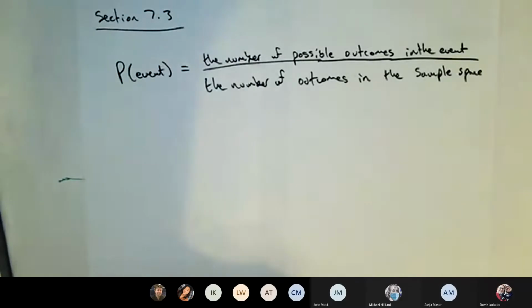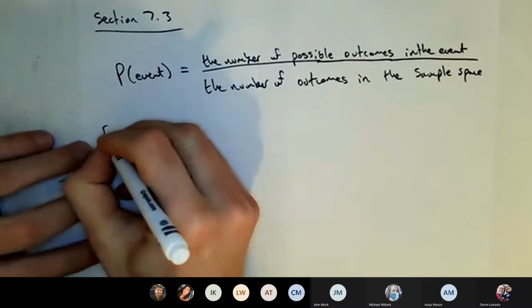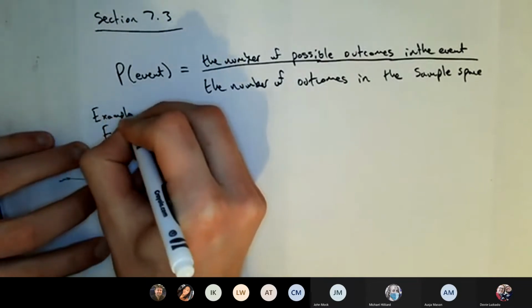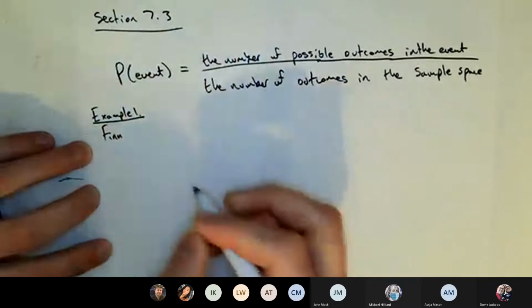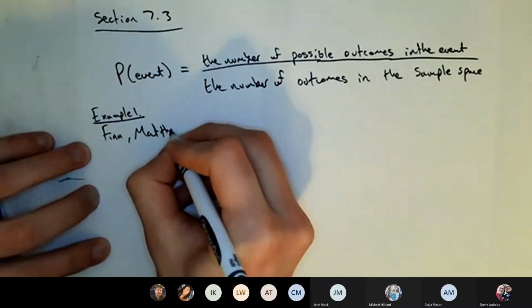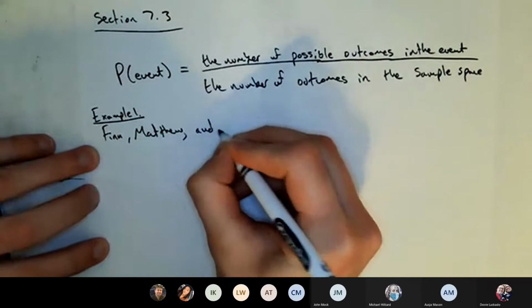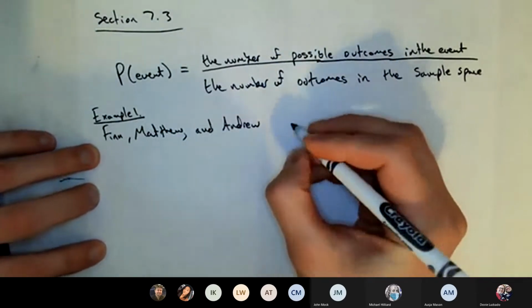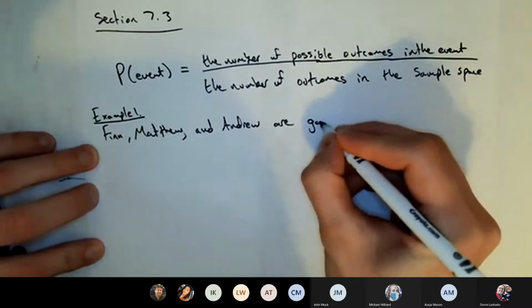Here's a problem that is something like the kind of thing that I want you to know how to do. So let's say, okay, here's an example one for today. Finn, Matthew, and Andrew are going to a movie night this weekend. So I'll just say are going to movies.